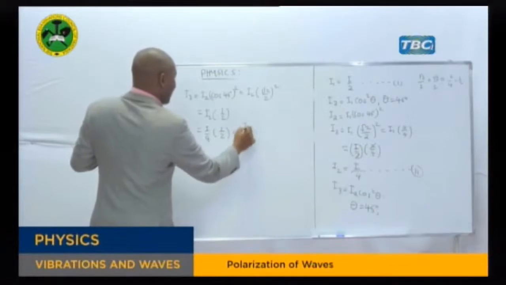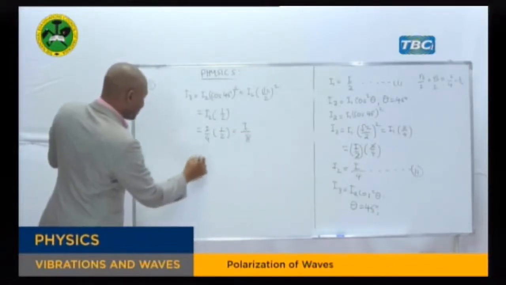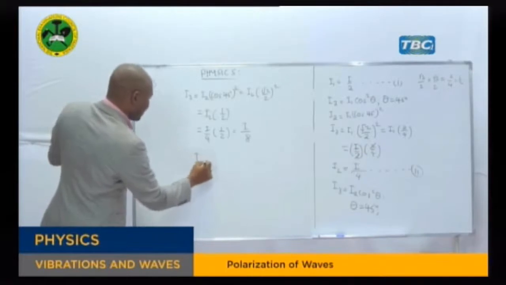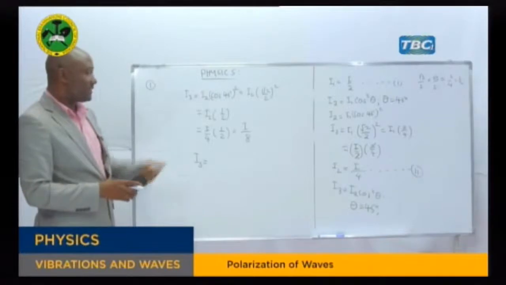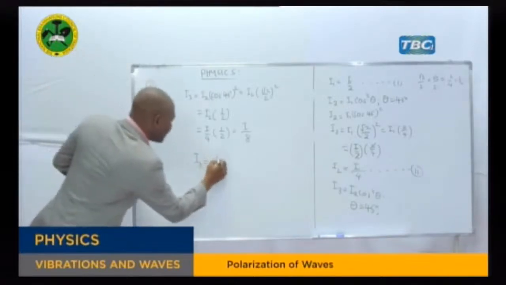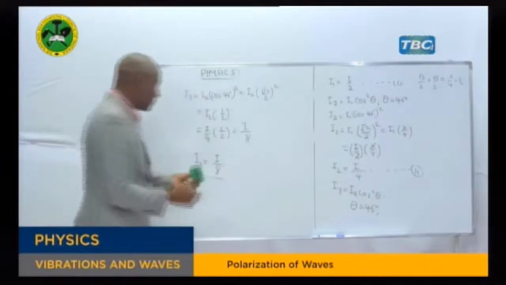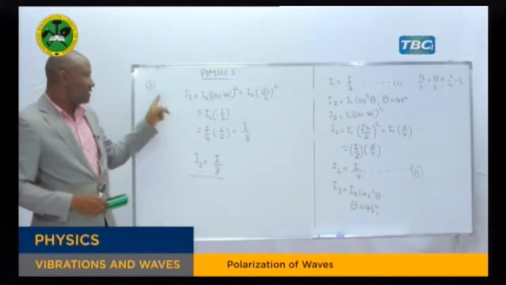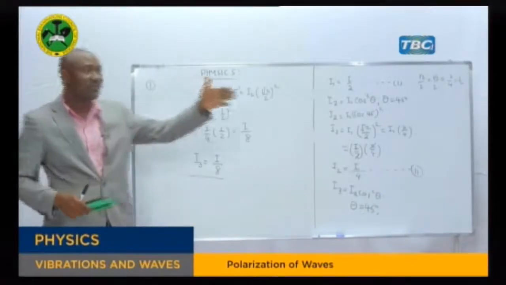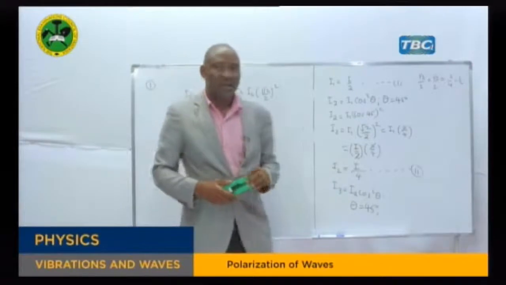This gives us I over 8. Very interesting. You have seen now that when the angle increases, even the intensity of light changes. So the final intensity of the light transmitted after all this process will be I over 8. It was I. After passing through several polaroids, the intensity of light changes to I over 8.